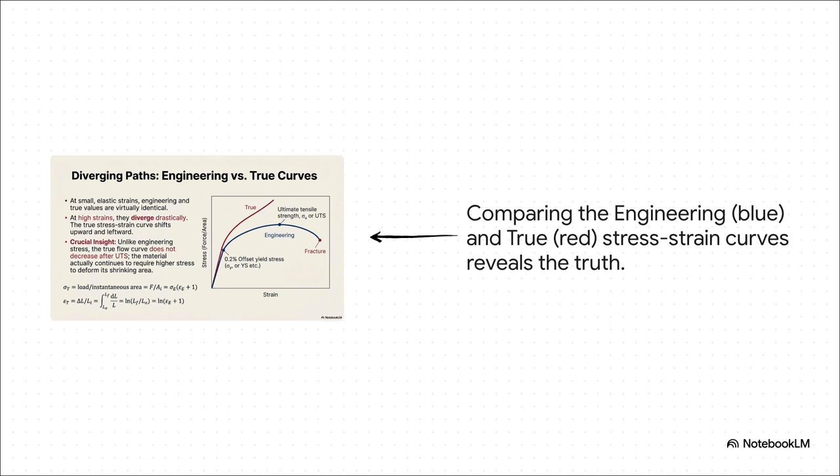And here it is. This is the big aha moment. When we plot the true stress right on top of the same graph, we see a completely different story. That blue line, that's our old friend, the engineering curve. See how it peaks at the UTS and then drops off? But look at the red line. That's the true stress. It just keeps going up. There's no drop at all.